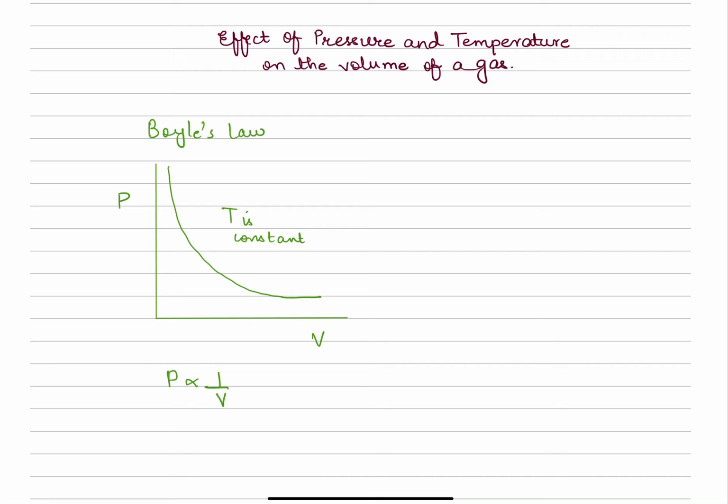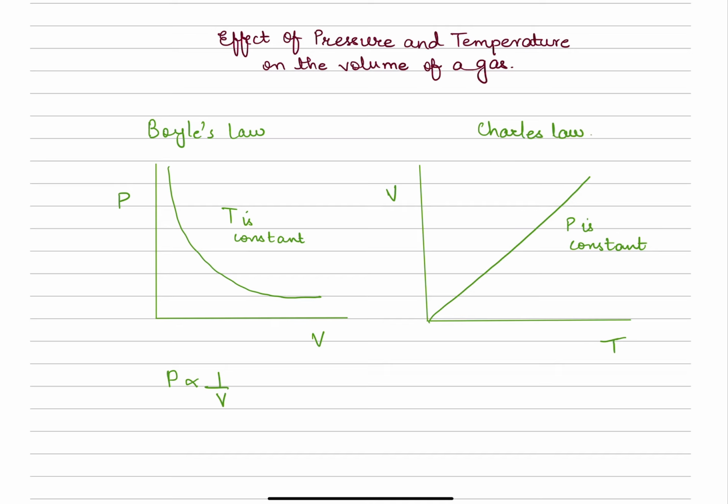The other law is Charles's law. Charles's law has explained to us that volume and temperature are directly proportional given pressure is constant. So volume and temperature are directly proportional given pressure is constant. This is Charles's law.